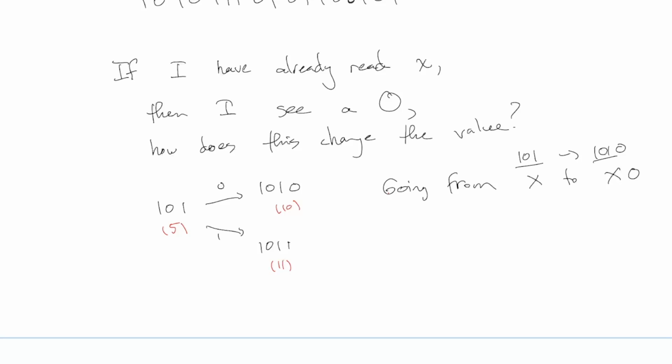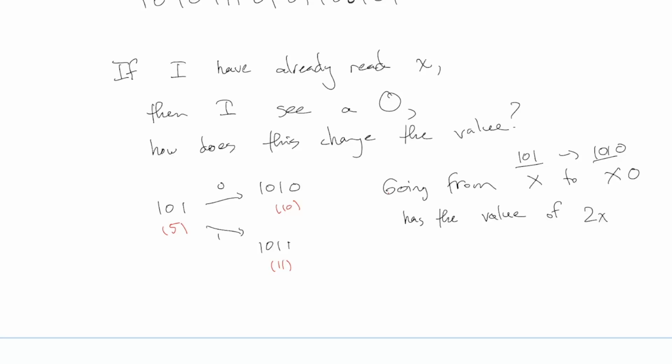I'm thinking of starting with something and then just tacking a 0 onto the end. This has the value of 2x, right? If you started with some number and then you just stick a 0 onto the end of it, the value that you end up with is 2 times that original number. Just like in base 10, if you stick an extra 0 on the right side of a number, that's the same as multiplying it by 10.